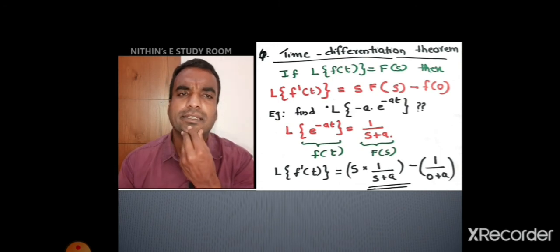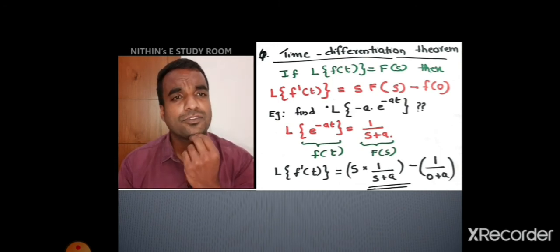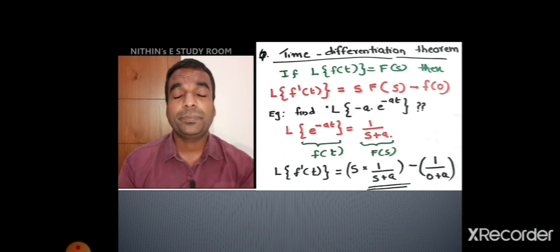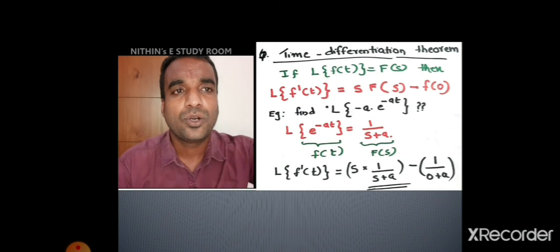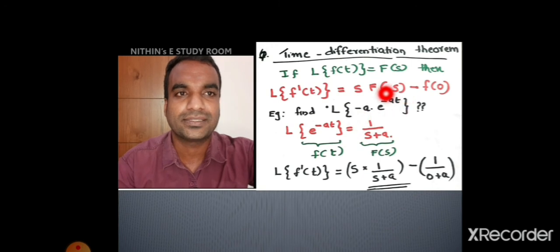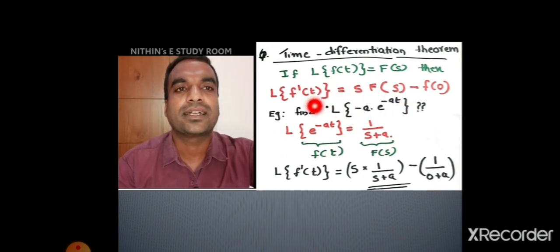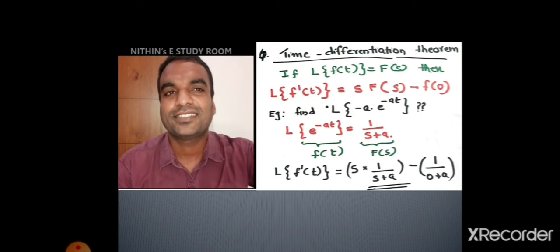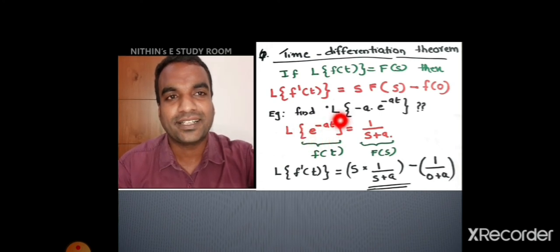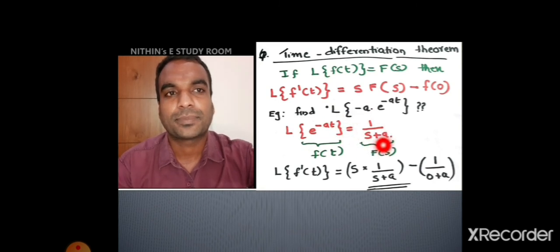Okay, so let us take an example. Find the Laplace transform of minus a into e raised to minus a t. If you are seeing that problem, you should be able to understand that everything inside the bracket, minus a into e raised to minus a t, comes under this criteria, f dash of t. What is f of t? Please take this example. If f of t is e raised to minus a t, what is F of s? 1 by s plus a. Okay. Then what is f dash of t?